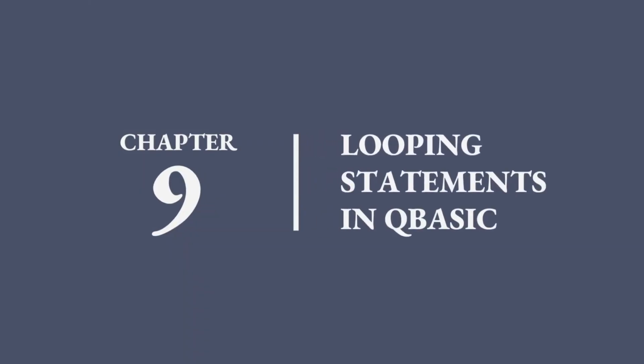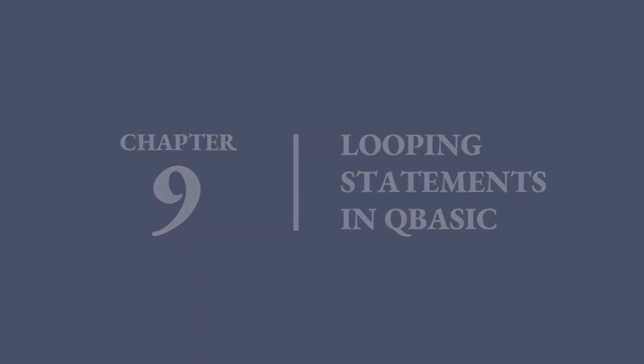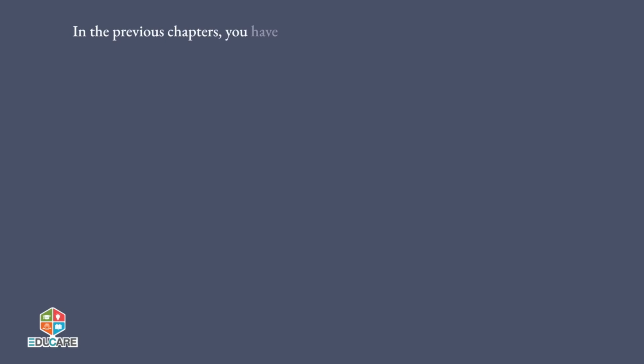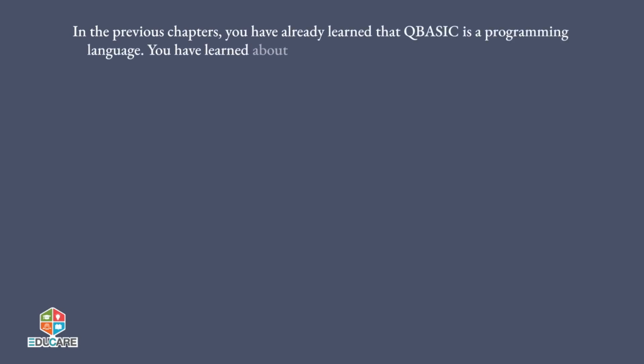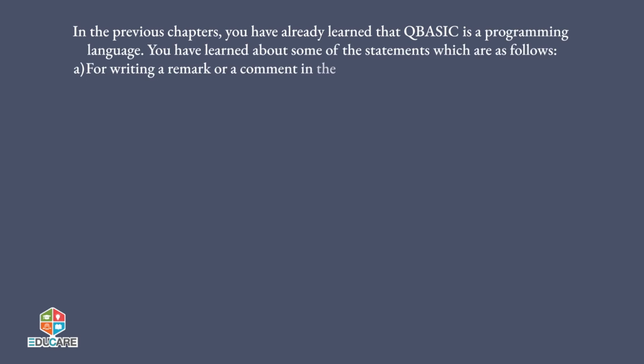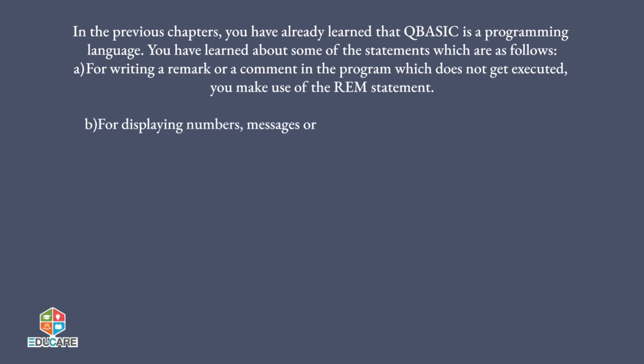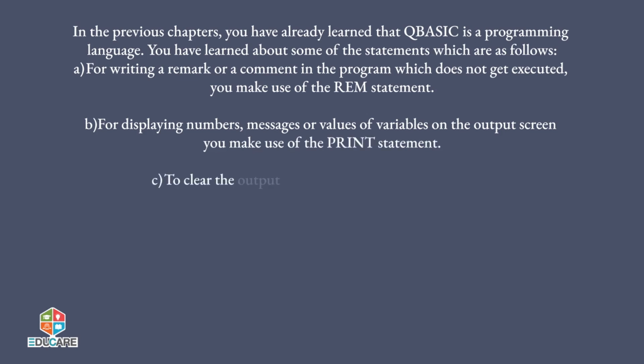Chapter 9, Looping Statements in QBasic. In the previous chapters, you have already learned that QBasic is a programming language. You have learned about some of the statements which are as follows. For writing a remark or a comment in the program which does not get executed, you make use of the REM statement. For displaying numbers, messages, or values of variables on the output screen, you make use of the PRINT statement. To clear the output screen, you use the CLS statement.